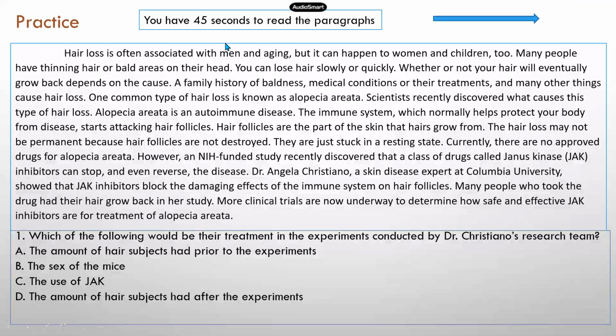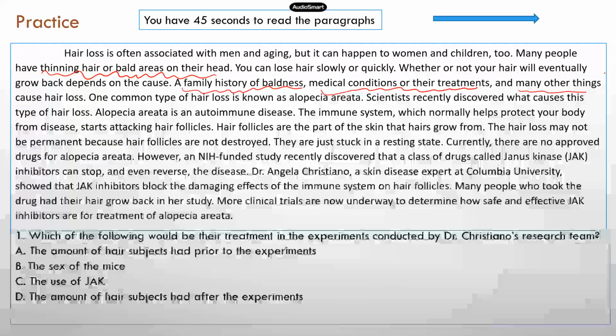All right, this passage is about hair loss, right? And specifically, talk about who may experience this condition and what the condition looks like, thinning hair or bald areas on their head. And then they talked about the causes for this particular condition, right? So it could be genetic factors that run in the family, could be some medical conditions or treatments. And there are a lot of other things that may also cause hair loss.